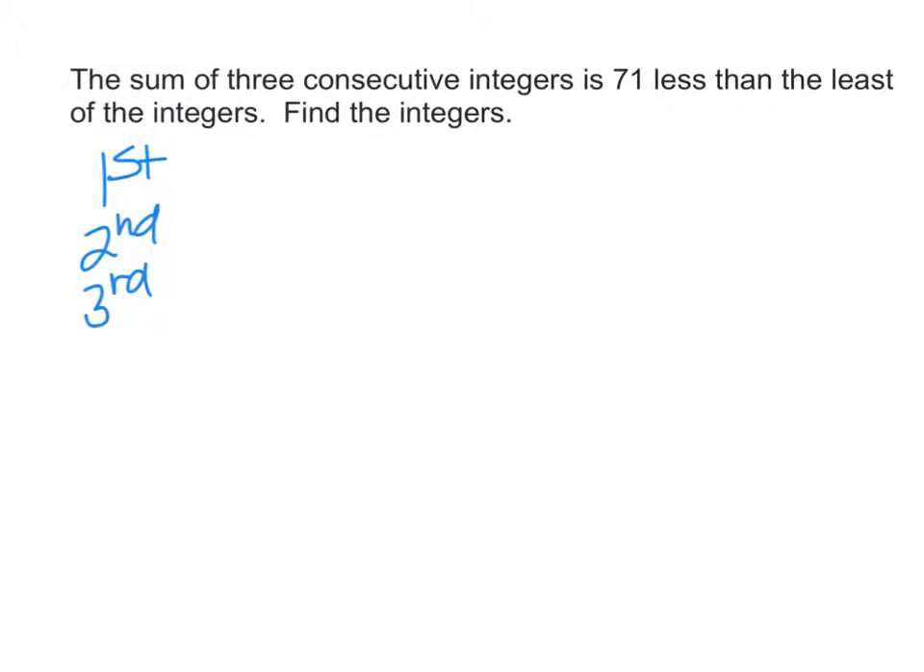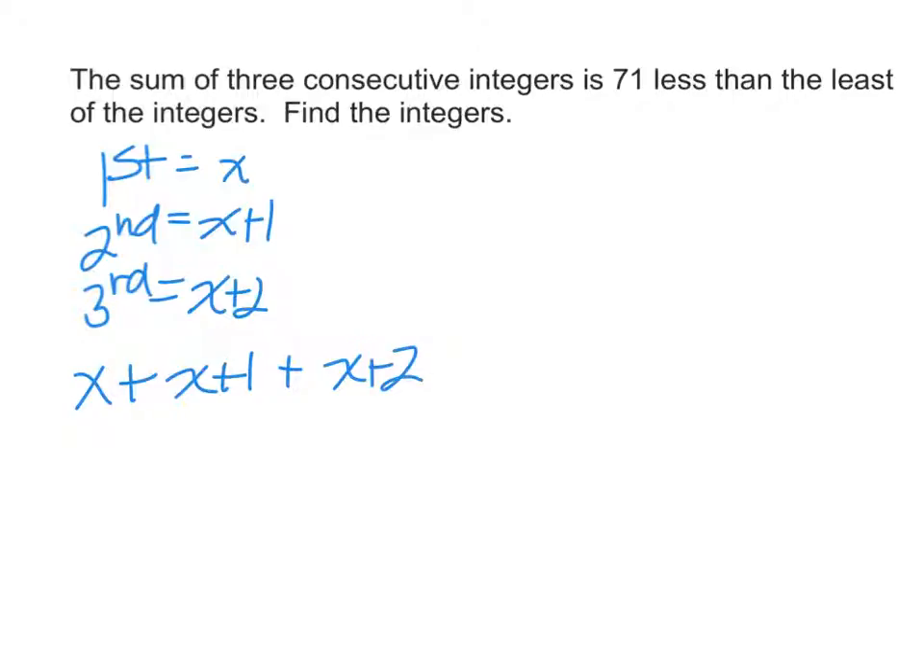The sum of three consecutive integers is 71 less than the least of the integers. Find the integers. So again, let's let the first be x, so the second would be 1 more than that, and the third is 1 more than that. Sum is the answer when we add, so we have x plus 1 plus x plus 2. And then it says the sum is 71 less than the least, so the least would have to be x, so 71 less than that, x minus 71.